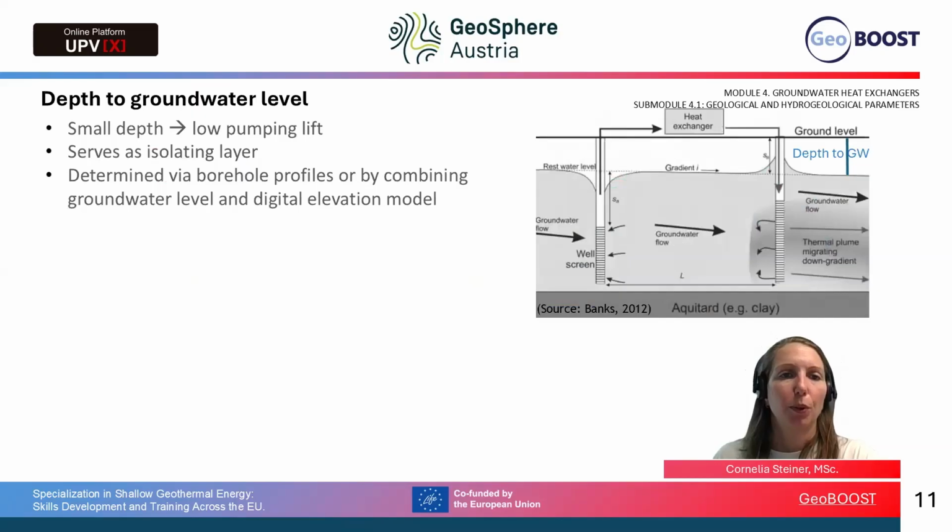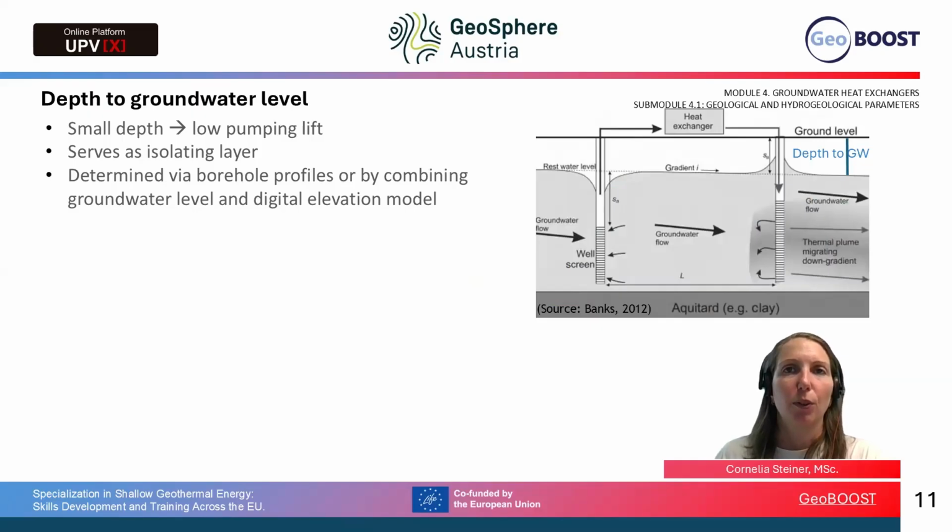Then we move to the depths of the groundwater. Depth to the groundwater level is essentially this thickness of the unsaturated zone, which serves as isolating layer from the surface. As we will see later on, this means a lesser temperature variation in greater depths. A small depth means low pumping lift and also lower costs of pumping.